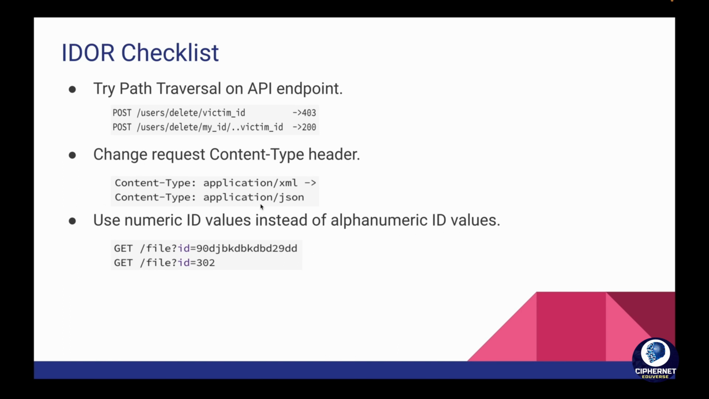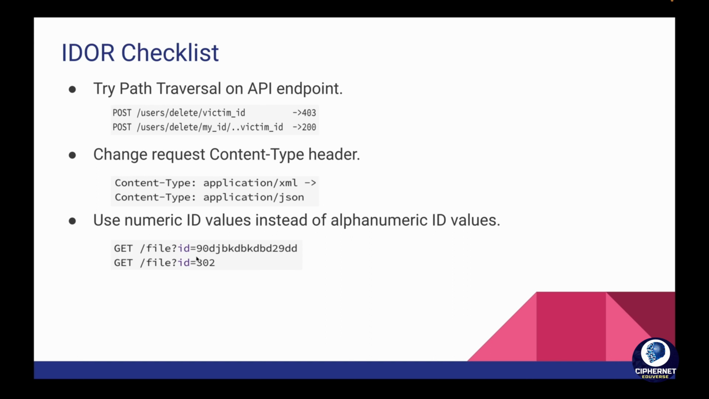And check the request content type header. Like, if the application is using application/JSON, try application/XML and send it to the server. If the server responds 200 OK, then try changing the ID value with the XML content type. And the next method would be to use numeric ID values instead of alphanumeric ID values.